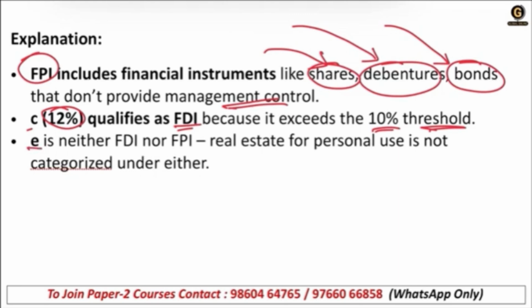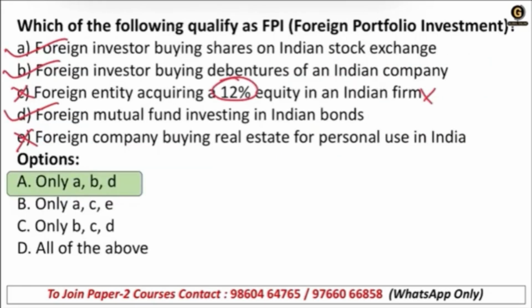E is neither FDI nor FPI. Real estate for personal use is not categorized under either. Correct. See the question: foreign company buying real estate for personal use in India. Here, one thing is important: it is for personal use. It's not for business, it's not for investment, right? So it should not be considered as FDI or FPI.